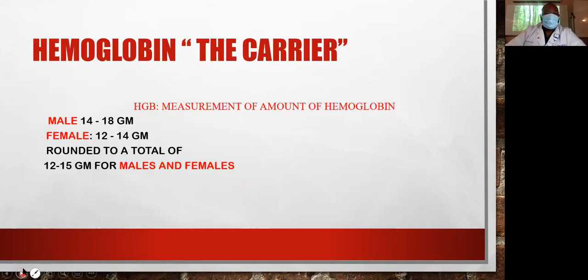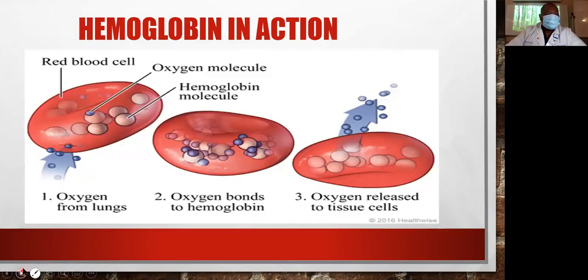All right. Hemoglobin. Hemoglobin is the carrier of oxygen. Remember we said oxygen is carried two ways, either dissolved in the plasma or combined to the hemoglobin, which is the main way that it's carried. It is different in males and females, but we do a rounded total of 12 to 15 grams for male and female. So the range for hemoglobin is 12 to 15 grams.